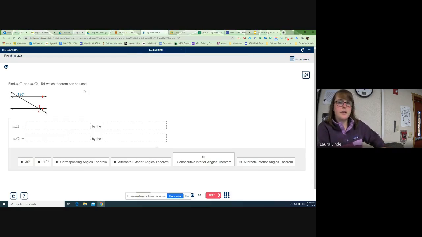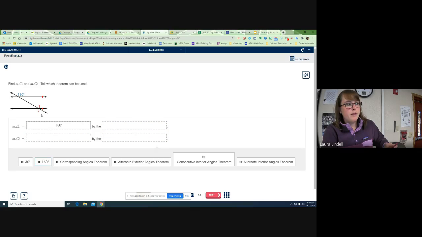Okay, so 13 is all about finding the angles and then stating the relationship. So let's do the finding the angles part first. Measure of angle 1. Well, we know this one is 150. What do we think angle 1's going to be? Anyone can answer here. Anyone have an idea of what angle 1 might be? Yeah, Marissa, you got it.